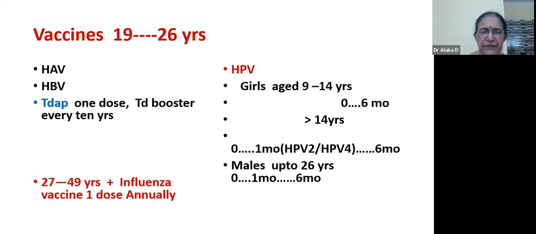Okay, so 19 to 26 years, hepatitis A, hepatitis B, Tdap, and HPV. Above the age of 26, that is 27 to 49 years, all these vaccines plus influenza vaccine, 1 dose, that is to be given annually.